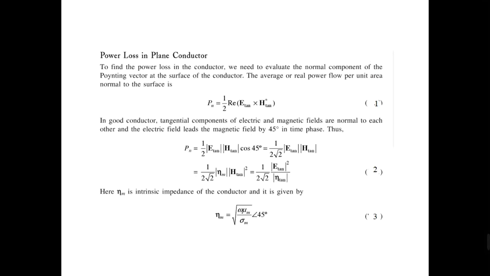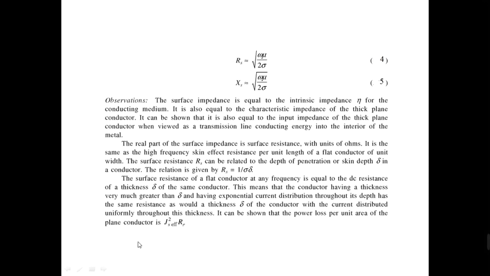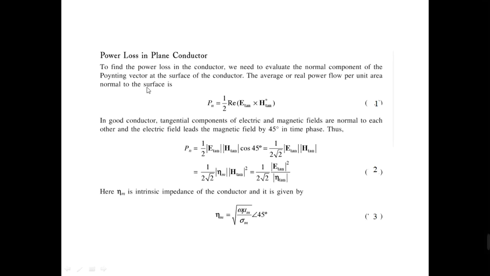So let us prove the power loss in a plane conductor as I mentioned here. This is the power loss. Let us see the proof of this. So, power loss in a plane conductor. To find the power loss in the plane conductor, we need to evaluate the normal component of the Poynting vector at the surface of the conductor.